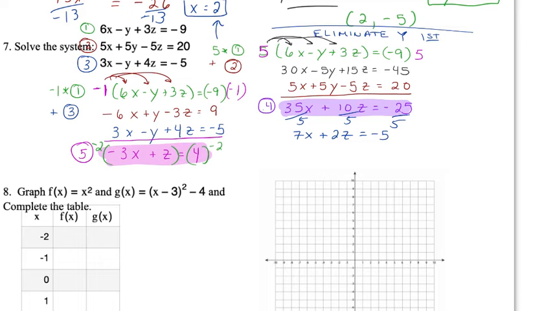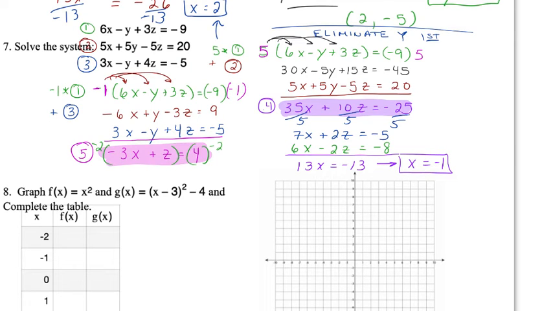And that gives me positive 6x, negative 2z, negative 8. And it's ready to be added for our final equation. 13x equals negative 13. Divided by 13, x is negative 1. So I now know what x is.